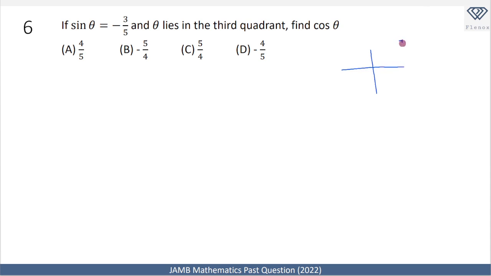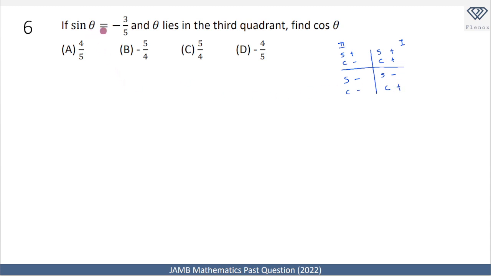in the first quadrant we know that sine is what? Sine is positive and cos is also positive. In the second quadrant we know that sine is positive and cos is negative. Now in the third quadrant we know that sine is negative and cos is also what? Negative. And in the last quadrant we know that sine is negative and cos is positive. So now let's apply that to this.